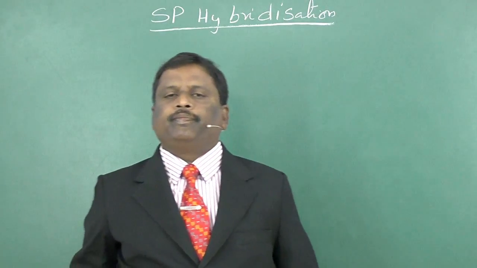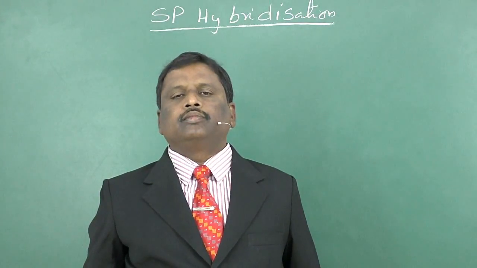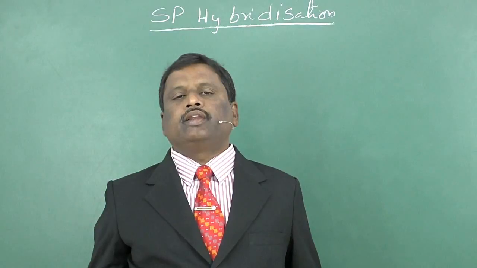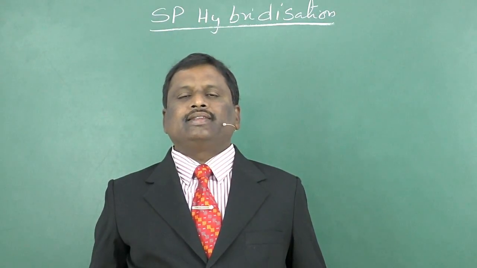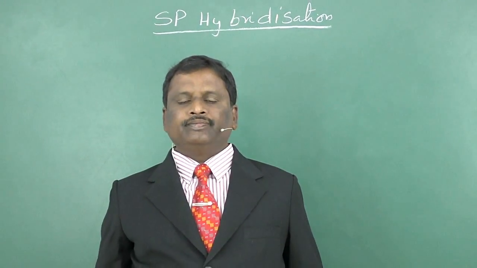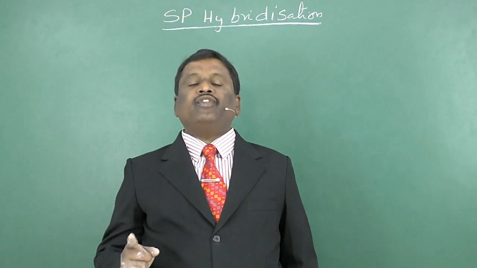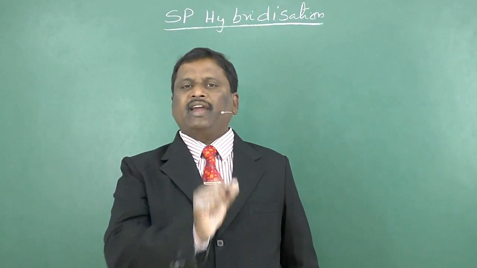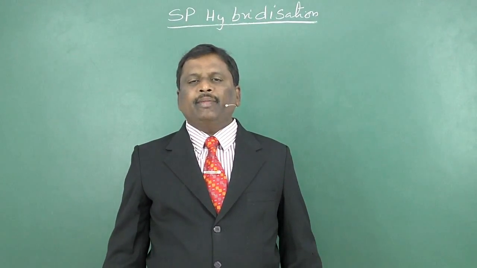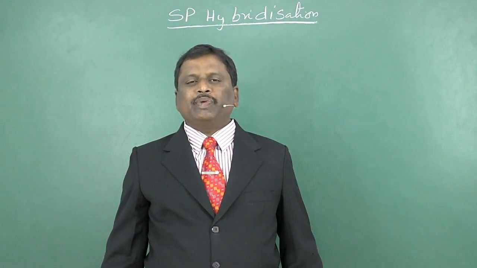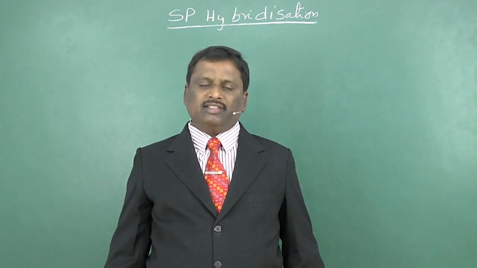Sp hybridization: when one s orbital and one p orbital of an atom, that means belonging to the same atom, mix together or hybridize together to form two identical hybrid orbitals, it is known as Sp hybridization, and the orbitals are called Sp hybrid orbitals.